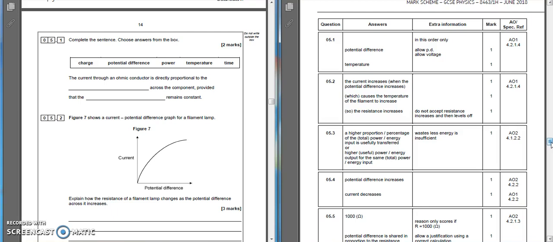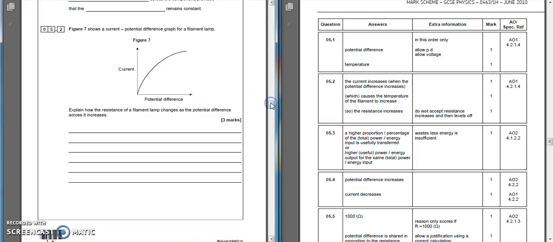So this one, keywords given. The current through the ohmic conductor is directly proportional to the potential difference. You'd be able to use voltage or PD there, but the word in the box is potential difference, provided that the temperature remains constant. And that goes back to what we were talking about before. If you increase the temperature, there's more vibration in the metal ions that are there, which means it's harder for the electrons to get through. It's not asking for that explanation, but it helps if you understand what's going on.